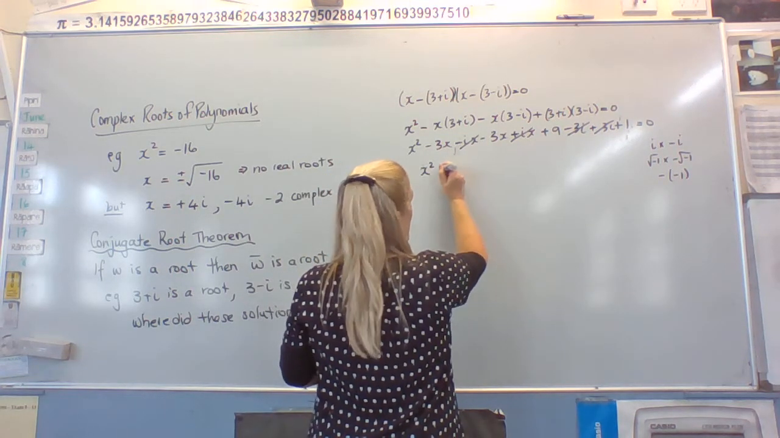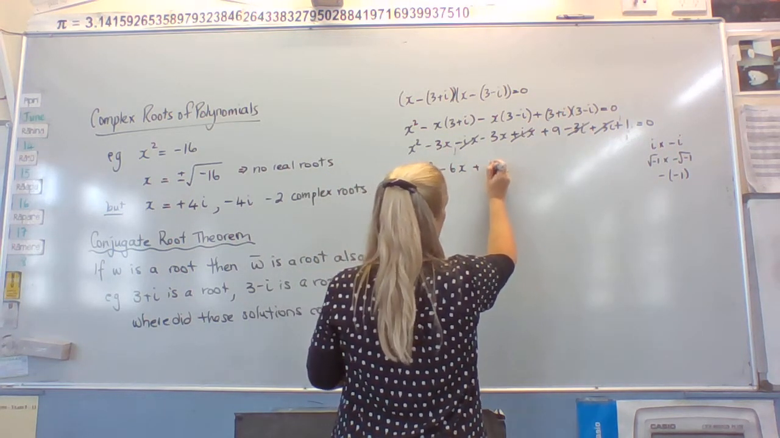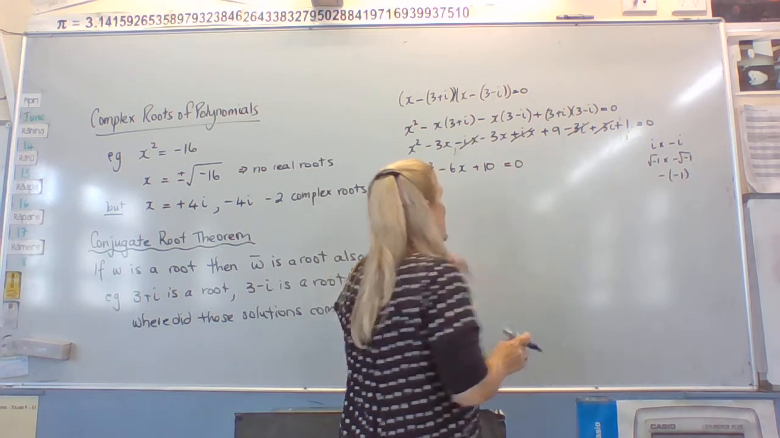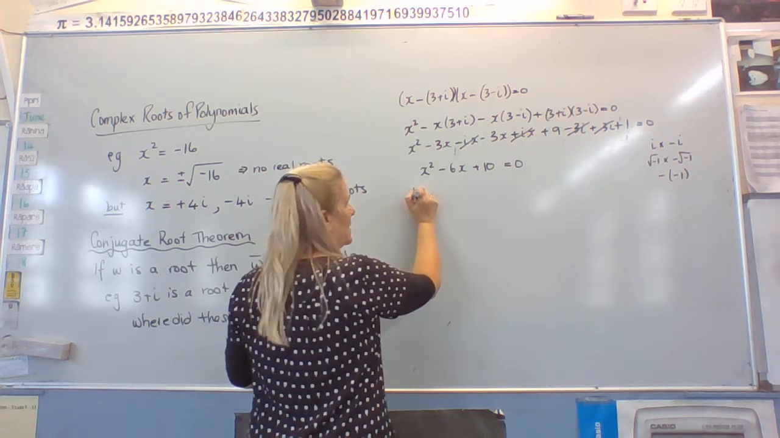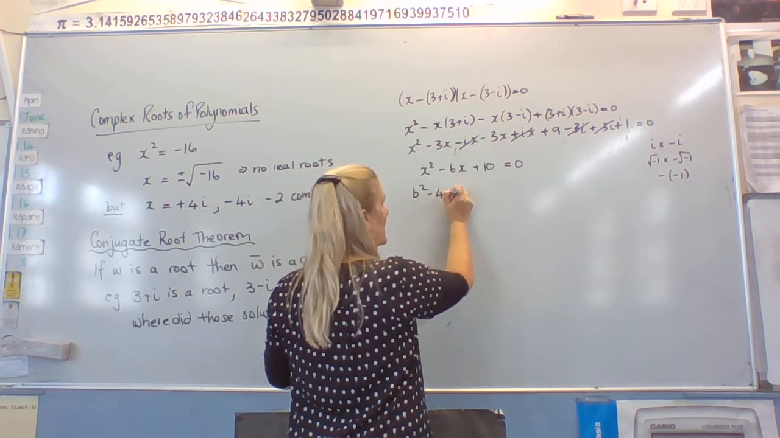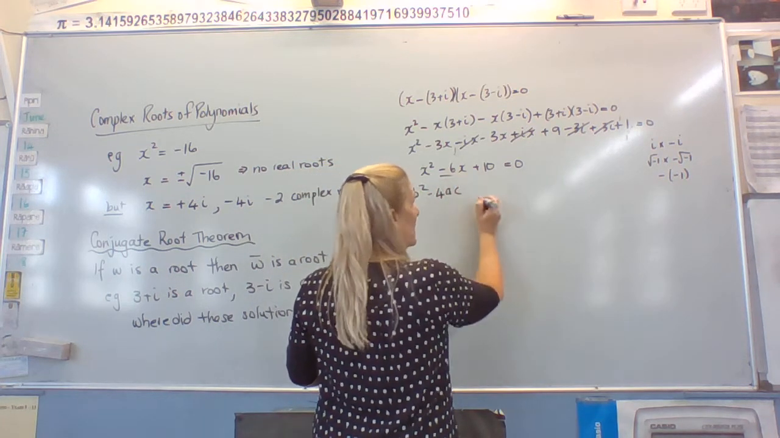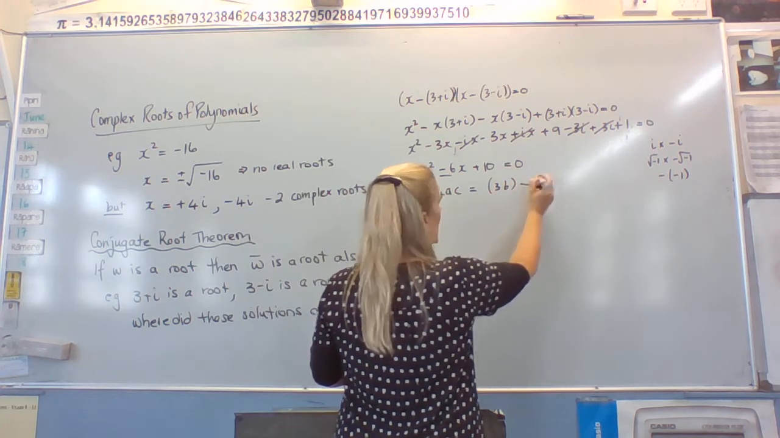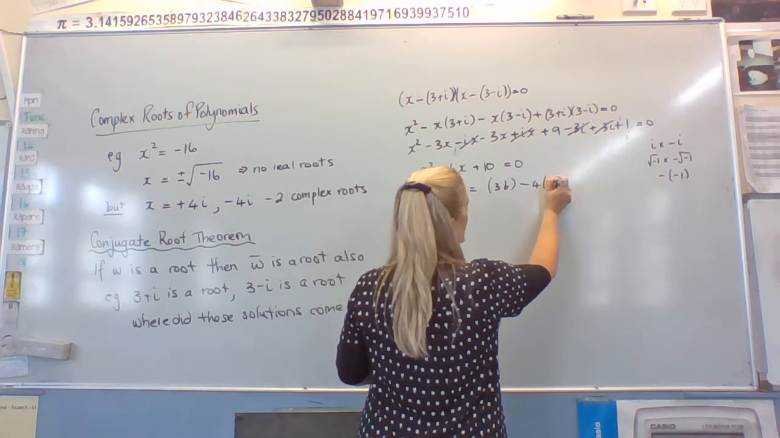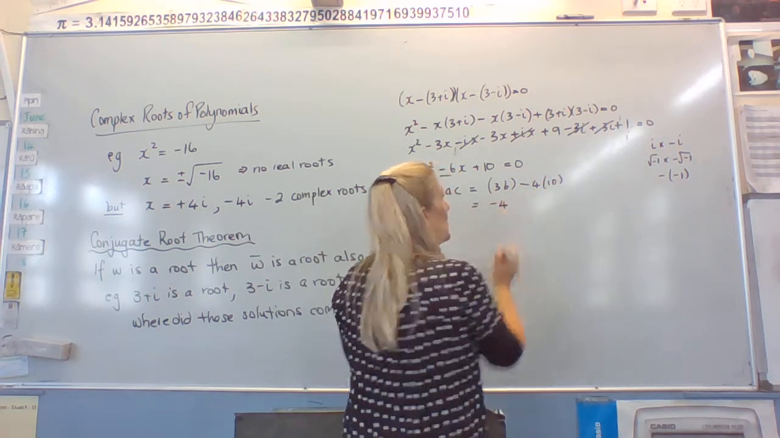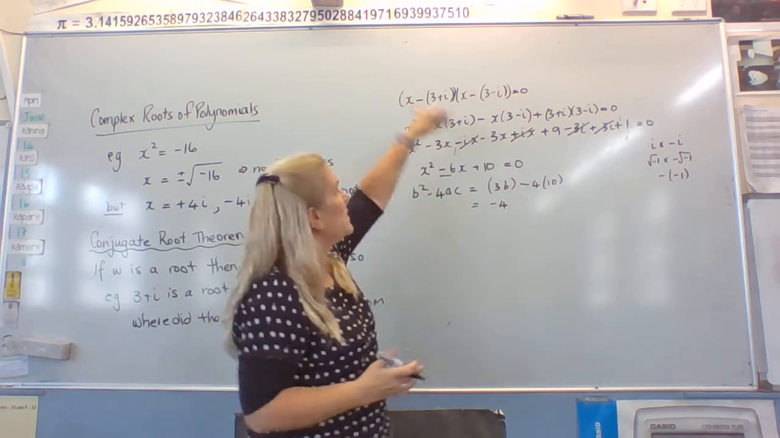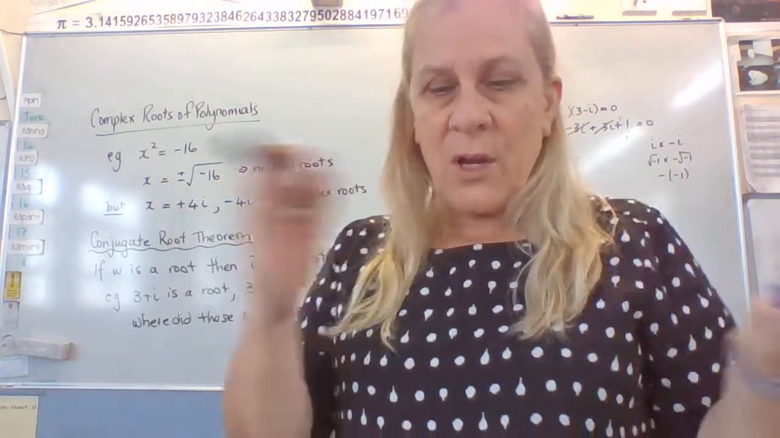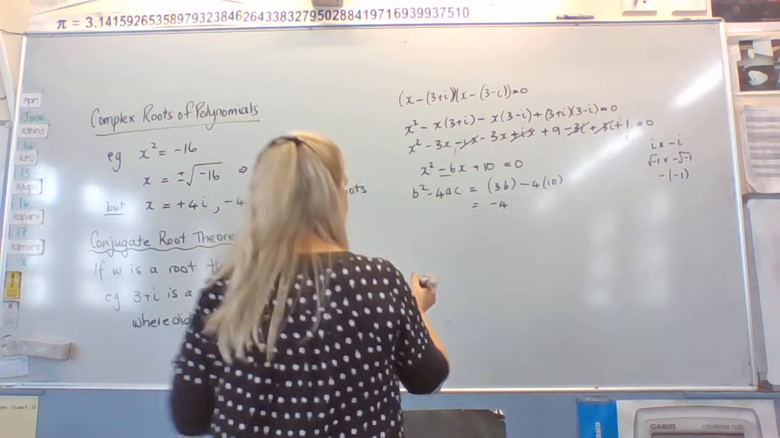Grouping the rest together: x squared minus 6x plus 9 plus 1 is 10 equals 0. If we did b squared minus 4ac, that would be negative 6 squared is 36, minus 4 times 1 times 10, equals negative 4. So we would normally have written no real roots. We didn't have real roots, we had complex roots.